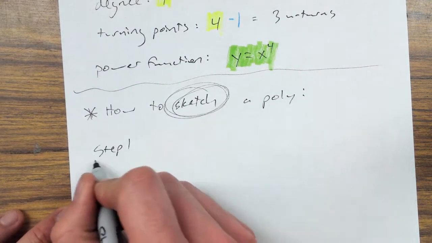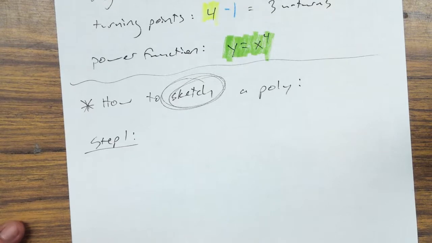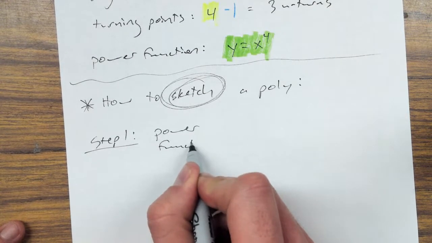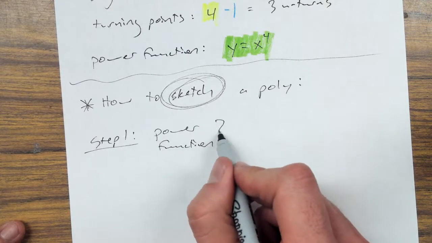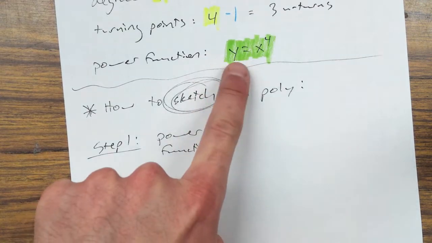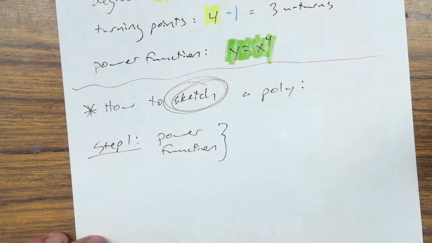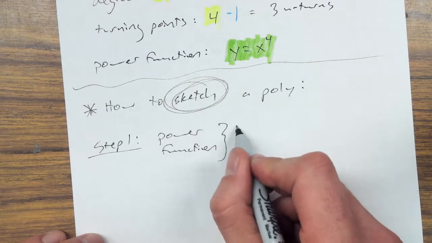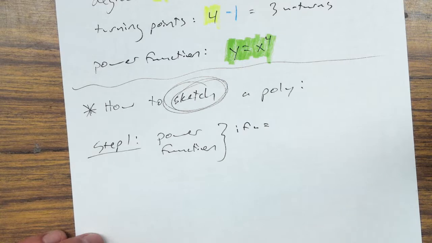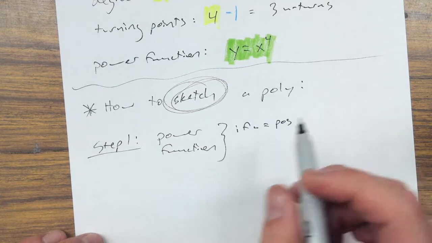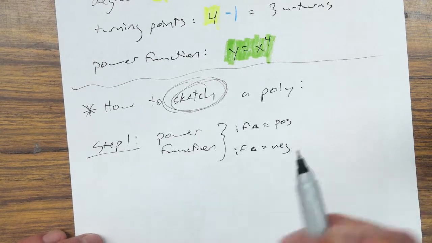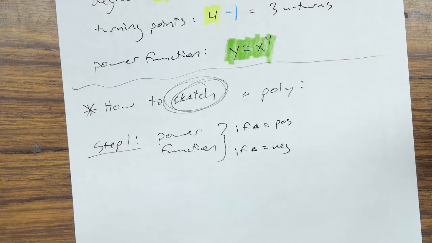So step one for sketching something without a calculator or Desmos or whatever, you would use what's called the power function. Now the power function, we've already identified it up here in the first two examples, has an A. If A is positive, or if A is negative. That's exactly why we want to keep the numbers connected when we reorder it.